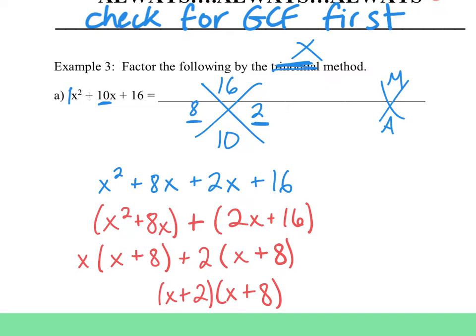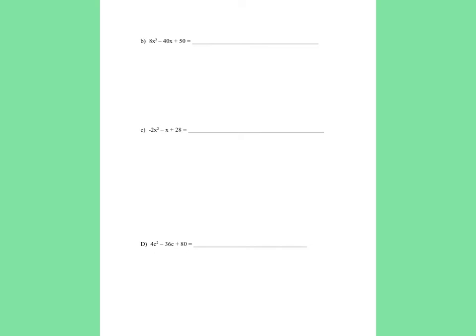And one thing too, after I factor this out, if I took out a GCF in the beginning, I would place it out front here. So for instance, if I would have taken out a number, I would put that right here. But I didn't take out a number, so I don't need to worry about that. Does that make sense? Hopefully. We'll do one like that right now.